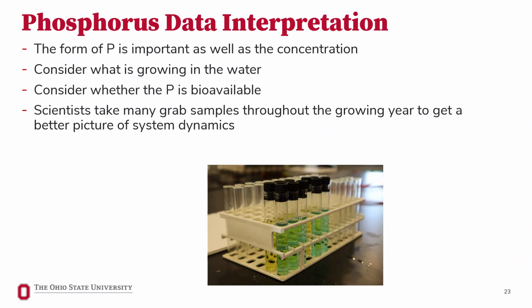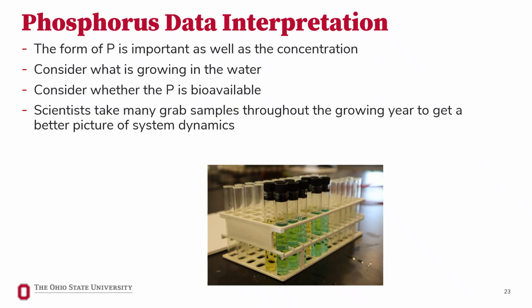Think about the interpretation of your phosphorus samples. The form of phosphorus is important, as well as its concentration within your sample. For example, you can have a sample that has a high total phosphorus, but low dissolved reactive phosphorus, which is a bioavailable fraction of total phosphorus.